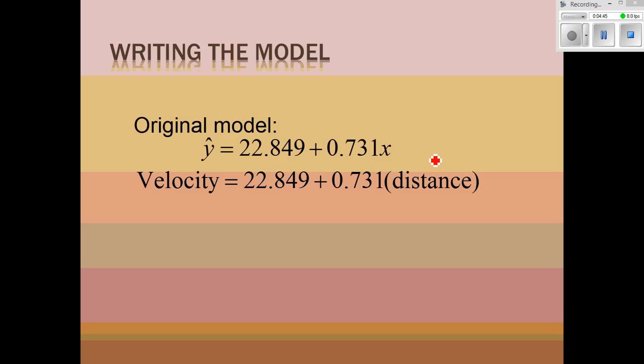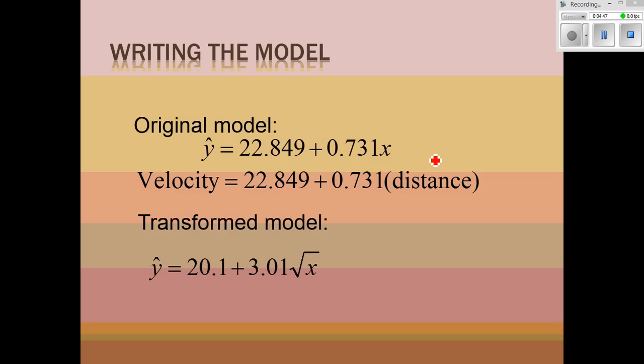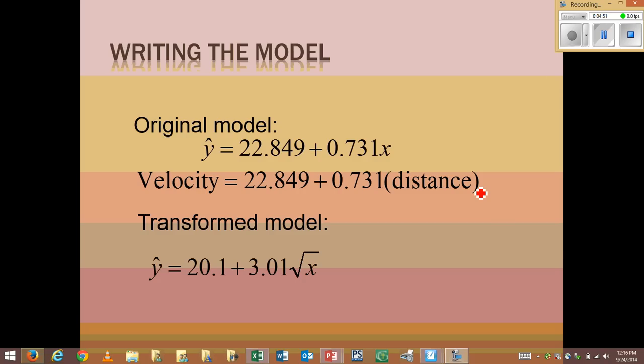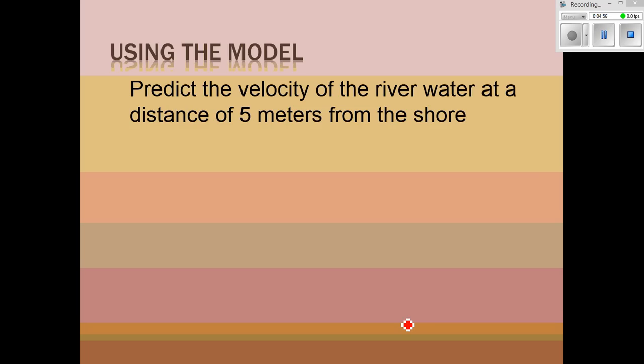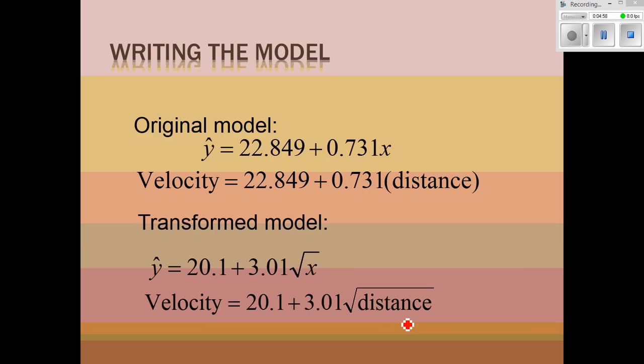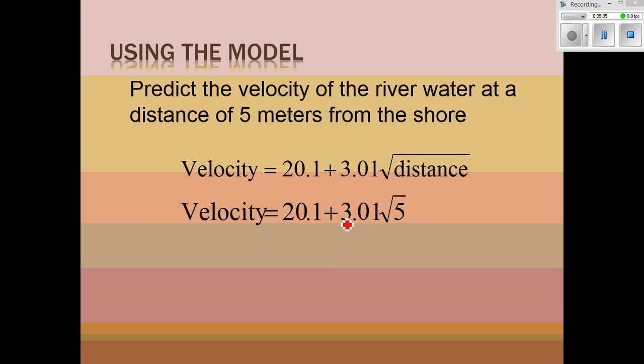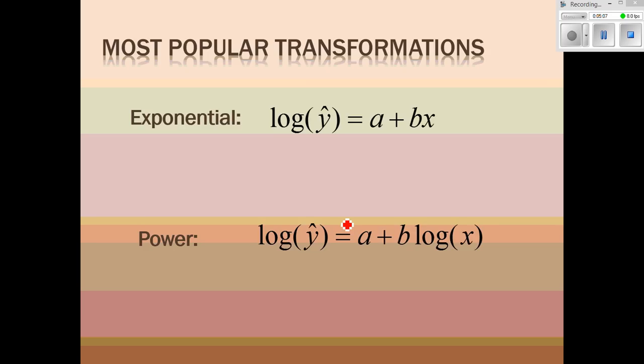So what did we do? Our original model was here, and the transformed model actually does some work where we end up taking a square root. Why that's useful to us is that if we're going to predict some velocities, we have two equations to use, but as we just saw, this transformed model is a better fit. So we'll use that to make any kind of predictions. Plug and chug, we end up right there. The two most popular transformations, and the two that we're most likely to deal with in this particular course, are exponential and power functions.